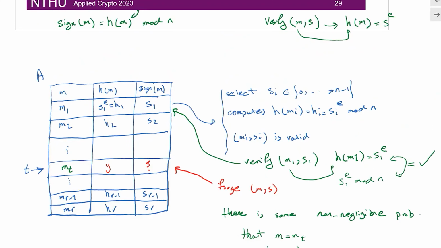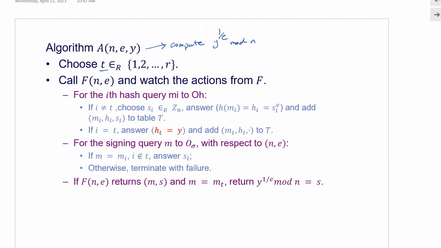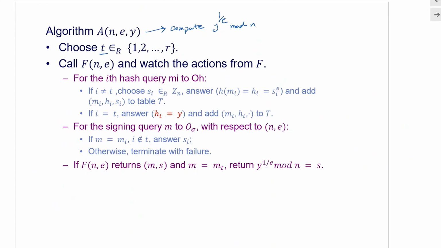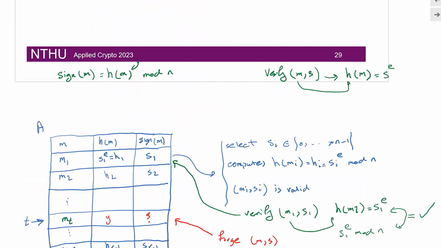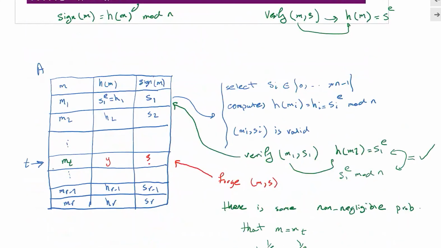So let me go up and go through the text for you so that later there would be a better reference for you. So we start this algorithm A, and we said that he's trying to compute the ETH root. So we said that in the beginning he chooses this index T from this table. So he instantiates this table and just randomly chooses this T.